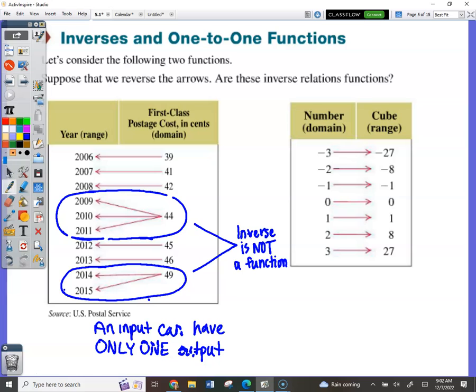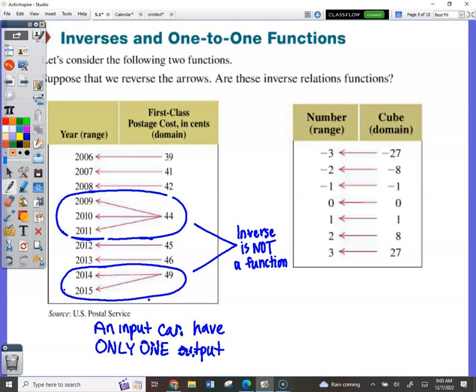Look at this one. Just a number and then cubing it, right? All right, if I reverse the arrows, is it going to be a function? Yeah, because there's no discrepancy. The inputs now still just go to one output. So yes, this inverse is a function.